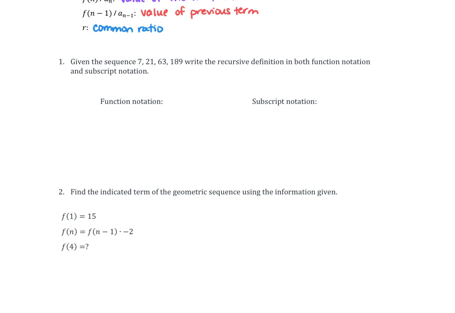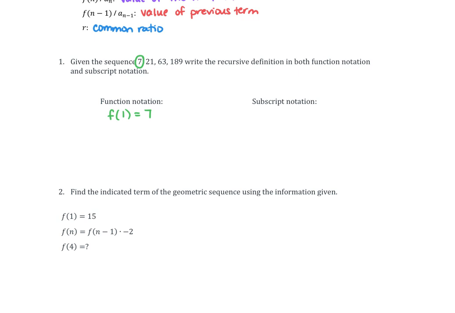We're going to start first with number 1. We're given a sequence and it wants me to actually write the definition. So the first thing I'm going to do is I'm always going to identify the first term in the sequence. So the first term in function notation is always written with an F, and we put a 1 in the parentheses to represent the first term. Okay, the first term in my sequence is a 7, so I'm going to put equals 7.